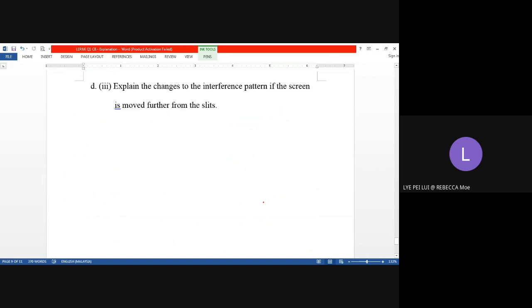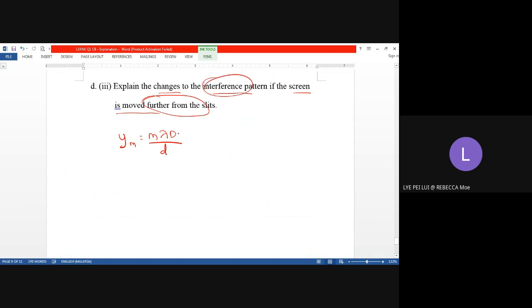Last question: explain the changes to the interference pattern if the screen is moved further from the slits. The equation that we need to use is y_m equals m lambda D over d. This one is a general equation. If the screen is moved further away from the slits, what happens to our interference pattern?